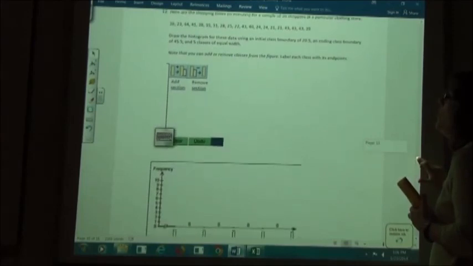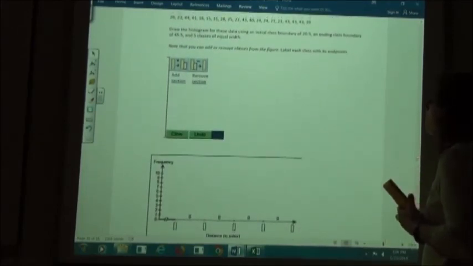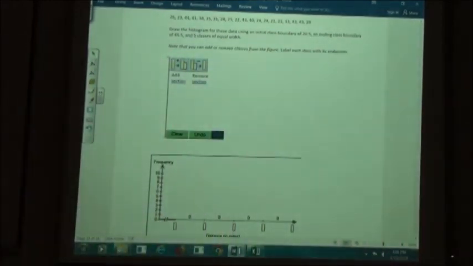So, number 12, we have shopping times in minutes of 20 shoppers. We're going to go ahead and put our list in, list 1, sort it out.